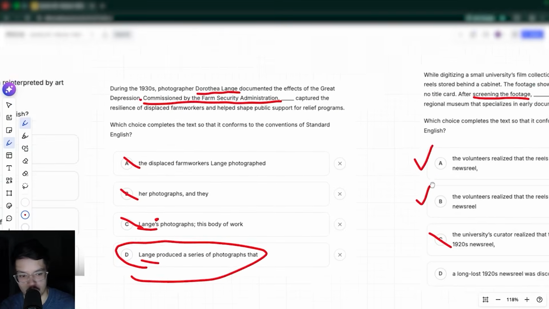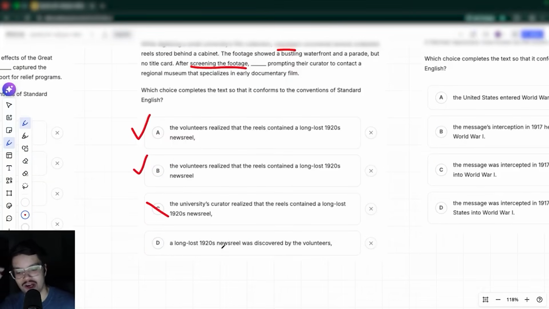Similar thing with the farm workers in this one. And then a newsreel. Okay, newsreels. I think that's referring to a newspaper, basically. So a newspaper cannot be watching footage. That would not make sense.